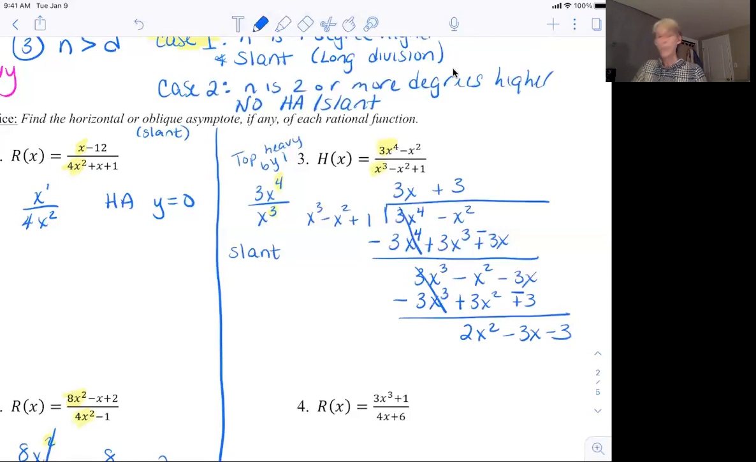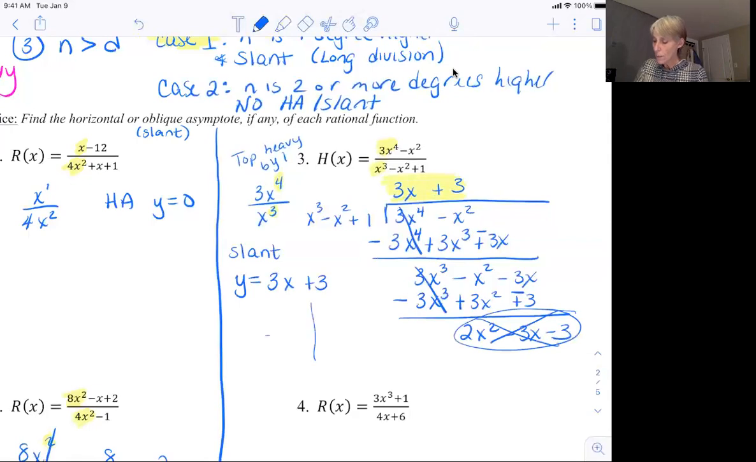x cubed goes into 2x squared. It doesn't. So last week we said that this would be like a remainder. We're just going to stop. We're going to ignore this. That does not matter. What we divided by, what the quotient up top, what's left, that's our slant asymptote. Okay, and that's how we would identify the slant asymptote.